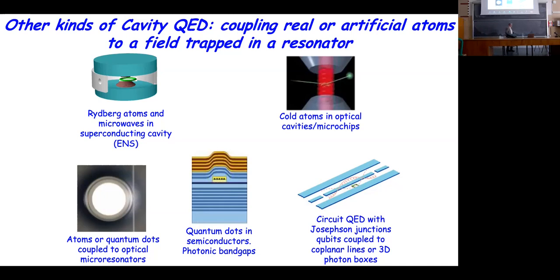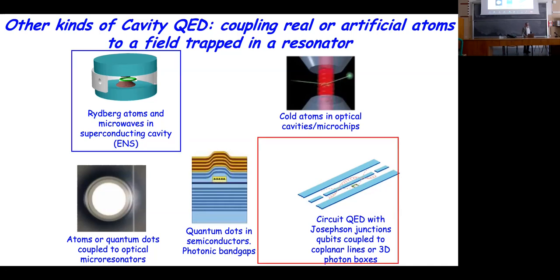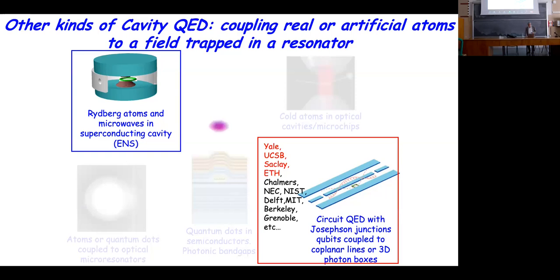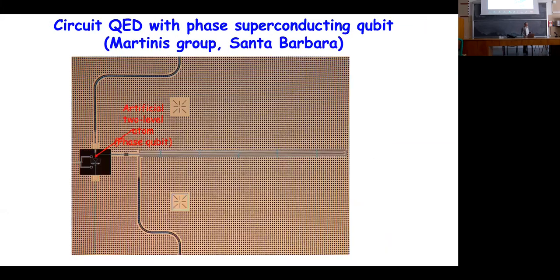It's been a very active field for the last 20 years. There are a lot of experiments which have been performed in different labs in the US, in Europe and in Japan. And these two systems have very strong similarities. In both cases, you couple a two-level system to a mode of the field, but in different regimes. And as I will show you now, the experiments are very similar to the one I have described to you. I just give you a glimpse of what can be done by looking at an experiment done by the group of Martinis in Santa Barbara in the US.